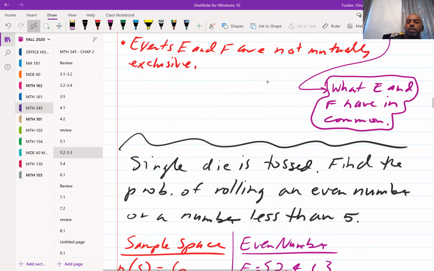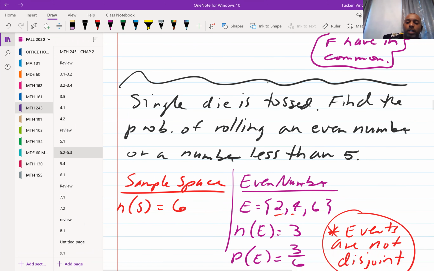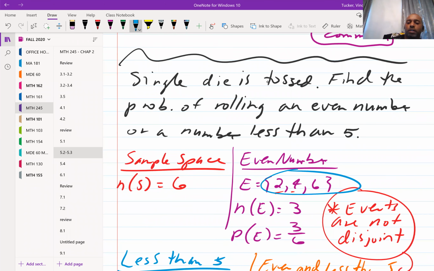All right, is everybody good? Scrolling up. Okay. So first thing we want to do, as always, is establish our sample space. We already know from the previous example that our sample space is going to be 6 when we're talking about a die. So we're good to go there. Now, our first event is rolling an even number. The even numbers that we have are 2, 4, and 6. So there are 3 even numbers.